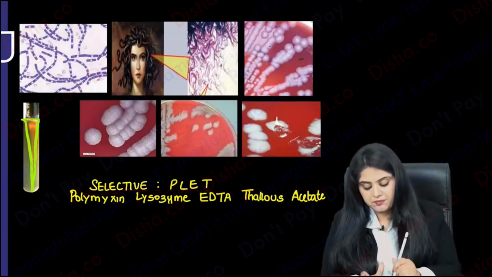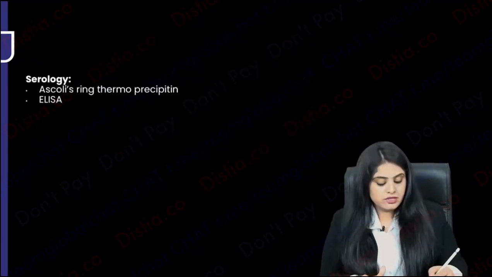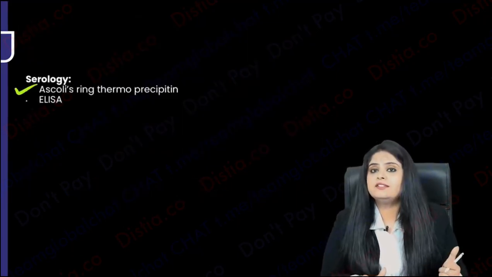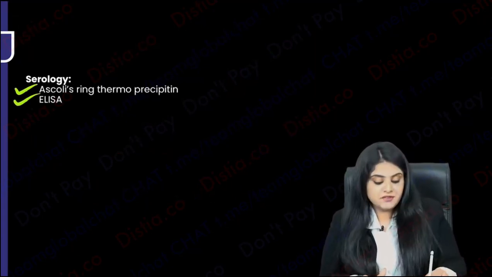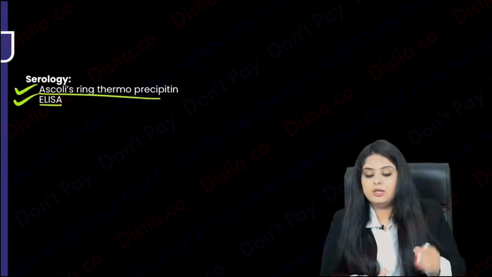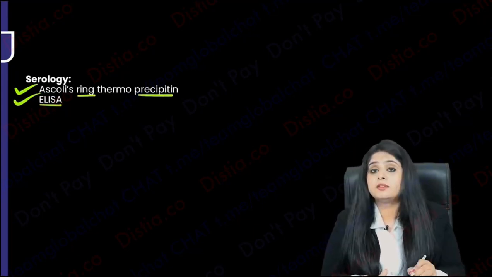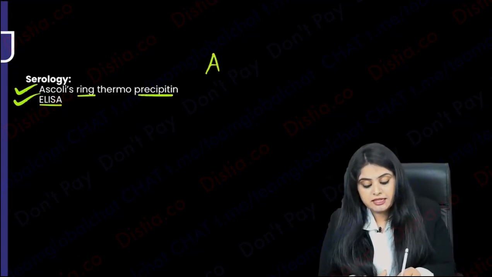The story is not over. Is there any immunology that you will do? Yes, for antibodies you will do the Ascoli's thermoprecipitation test, which no one does, and we have the ELISA, which everyone does. Yes, for serology, this was an old test, the thermo ring precipitation test.